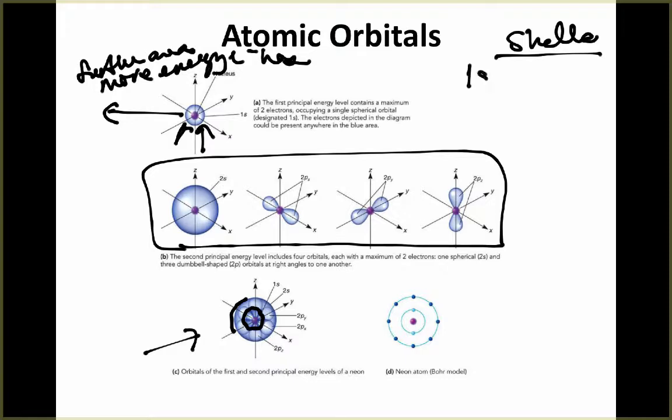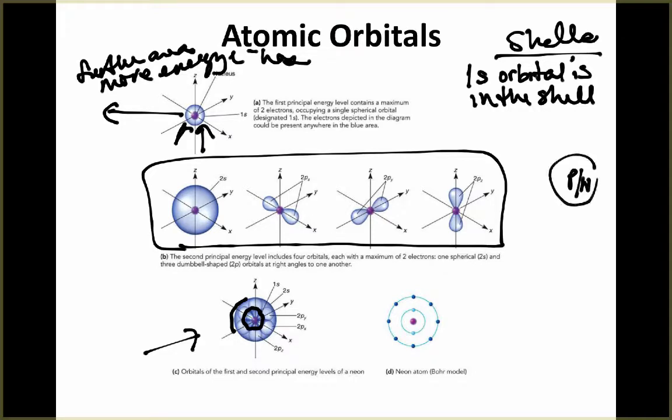And so on here, this guy is the only one that goes out that far. So the 1s orbital is in the first shell. That first shell from the center, if this is the nucleus here, can have a total of 2 electrons in it, because that's the maximum that shell can hold.